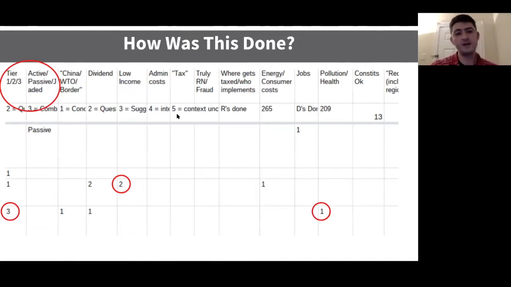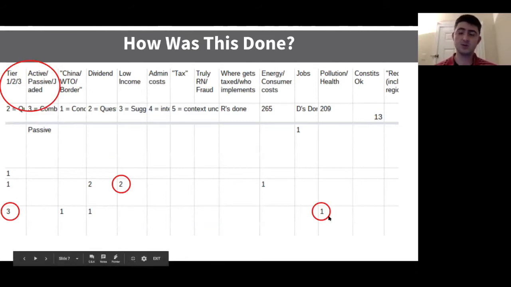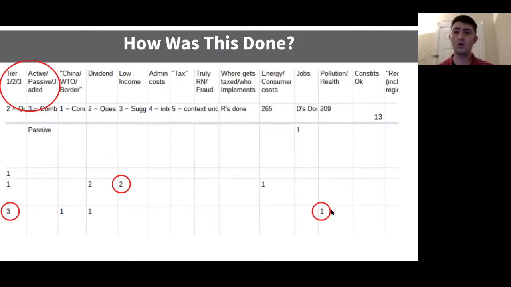I've highlighted here the 2 under low income. That indicates that there was a question asked by this office. So this office, they asked a question about how our policy would affect low-income households. And then if you go further to the right, I've circled a 1. That is a concern. So this office had a concern about pollution or the health impacts of climate change.